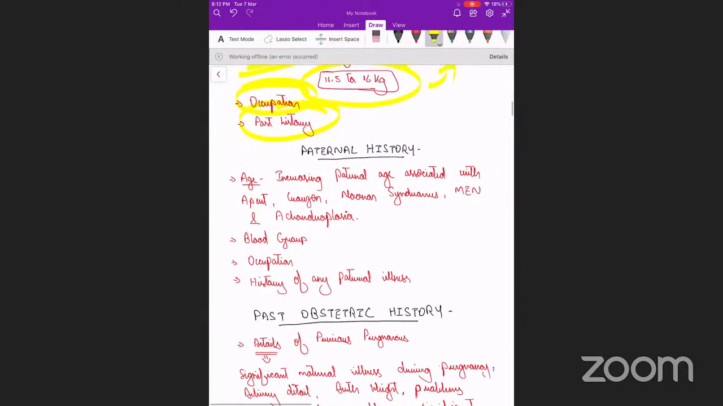Next, coming to the maternal history, we'll have to take paternal history as well. Now, increasing age of the father is associated with certain syndromes like Apert syndrome, Crouzon syndrome, Noonan syndrome, multiple endocrine neoplasia and achondroplasia, right? So these are a few syndromes that are associated with increasing age of the father, fine.